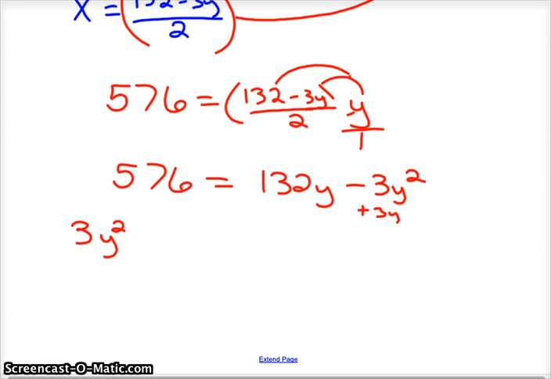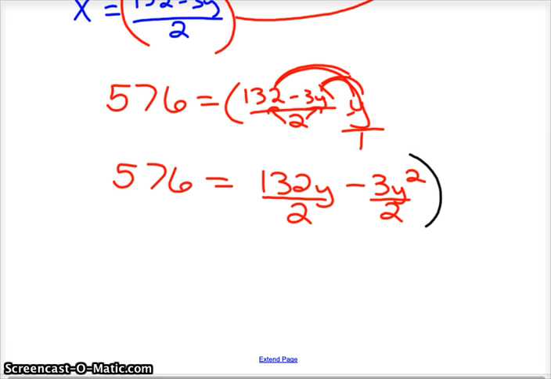Oh, whoops. I am forgetting something. Let's go back. I forgot all about the 2 on the bottom. It was Y times 132 and Y times 3Y, and so we'd have 132Y divided by 2 minus 3Y squared divided by 2. The 2 would go with both things. Whew, that was a close one. We almost had a catastrophe. And so we need to eliminate this fraction first.